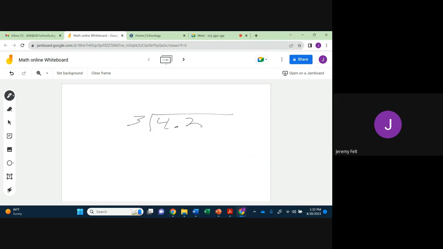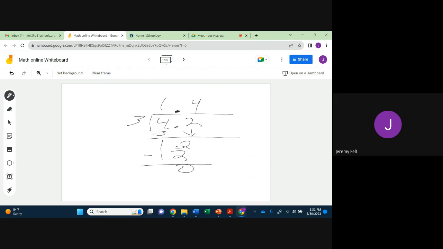So 3 goes into 4 once. 1 times 3 is 3. 4 minus 3 is 1. And then the decimal is here, so I just bring it up into my solution. Then I drop down my 2, and 3 goes into 12 four times. 4 times 3 is 12. I have nothing left over, so 1.4.